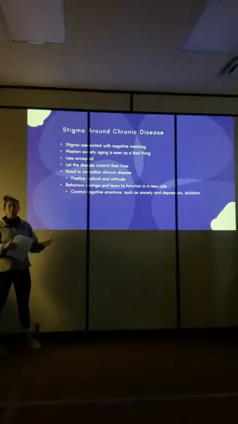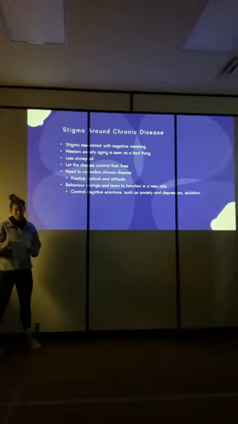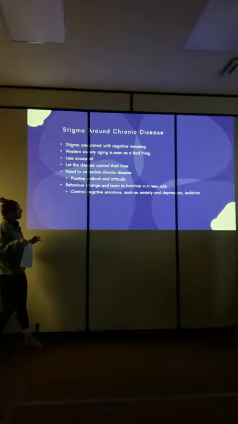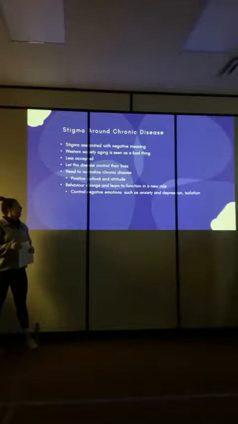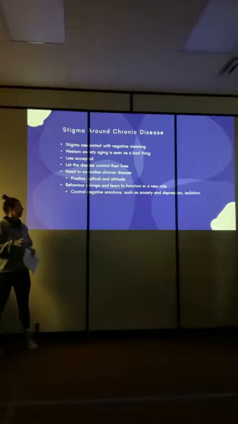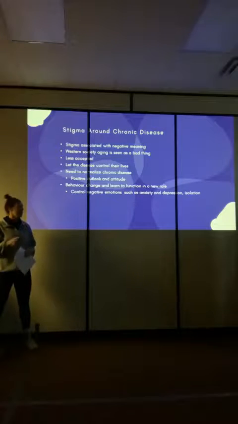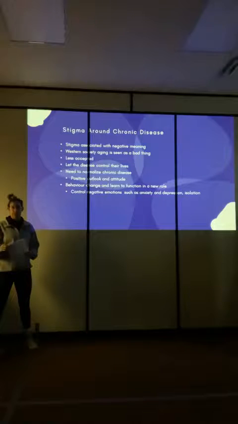With that, we also need to normalize chronic disease. Just because you have a chronic disease, it doesn't mean your life is over. It's really important to have a positive outlook on life and a positive attitude. When Marcia did her presentation, talking about body positivity and positive self-talk, so just really practicing that, being nice to ourselves. If you wouldn't say something negative or mean to someone else, why would you say it about yourself and to yourself? And then also just having a behavior change and learning to function with your new role with a chronic disease. Changing your behaviors can also control your negative emotions and can control anxiety, depression, and limit isolation that's normally seen with chronic disease.